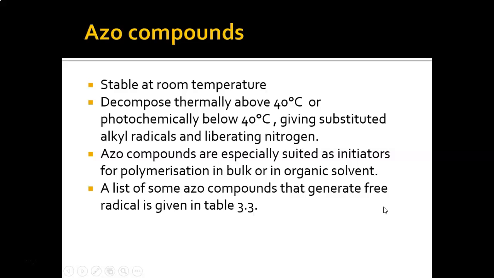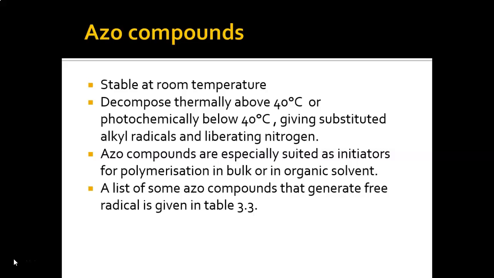Now we look at the azo compound. It is more stable than hydrogen peroxide or peroxide and hydroperoxide. So it is stable at room temperature. And azo compound may be decomposed at low temperature by ultraviolet radiation, and it decomposes thermally above 40 degrees C or photochemically below 40 degrees C, giving substituted alkyl radical and liberating nitrogen. Azo compounds are especially suited as initiators for polymerization in bulk or in organic solvent.